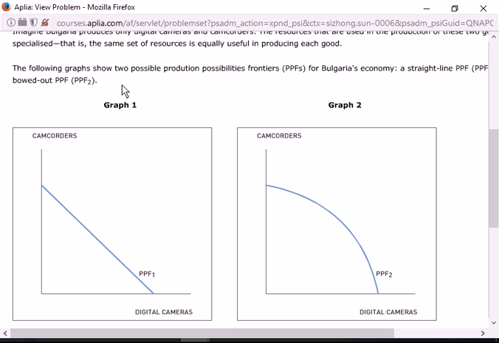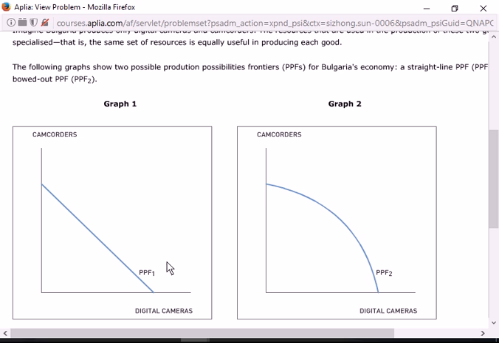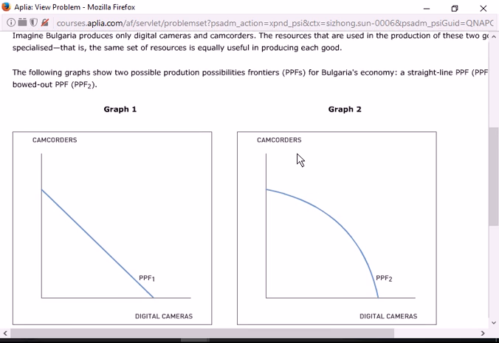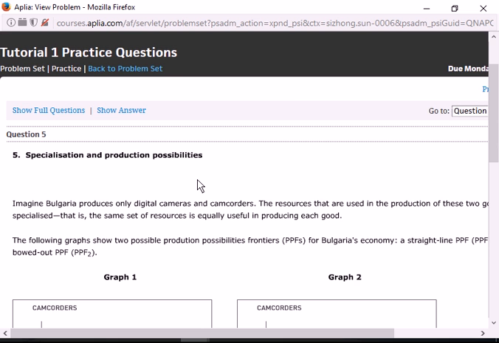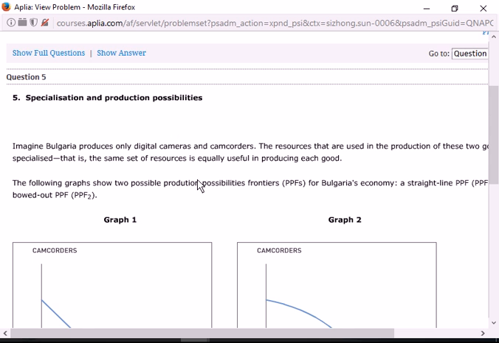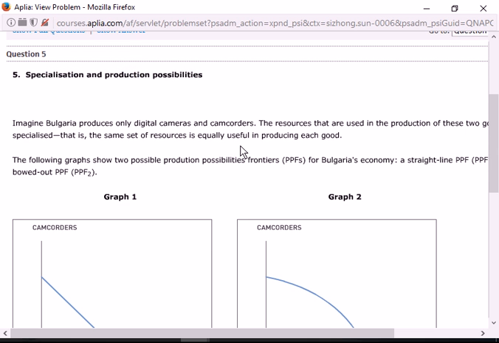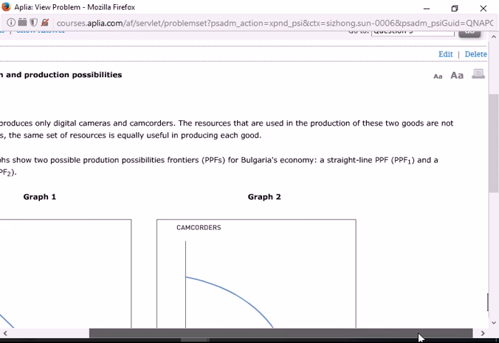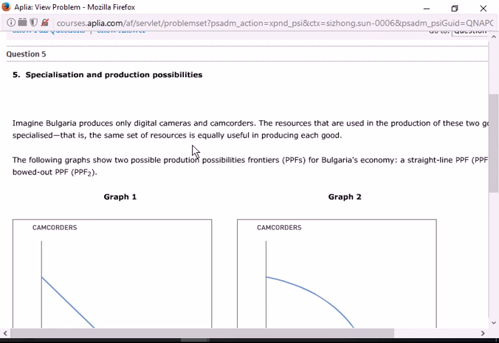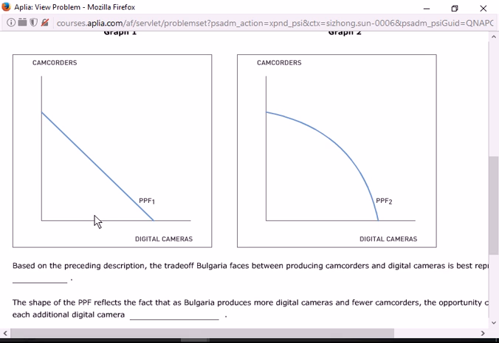The following graph shows two possible production possibility frontiers. One is a straight line, the other is a bowed out PPF. So which one do you think it is? We have to pay attention to this wording, this sentence. The resources that are used in the production of two goods are not specialized. The same set of resources is equally useful in producing each good. So it must mean this one.